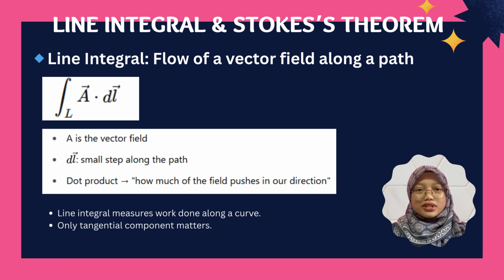First, let's talk about the line integral of a vector field. Imagine you are walking along a path through a vector field, like wind or force. The line integral tells you how much of that field pushes you along your path. Mathematically, it's written as the line integral of vector A dot dl along the path L, where A is the vector field, L is the path, and dl is a small piece of that path. The dot product means we are only interested in the part of the field that is tangent to the direction we move. This is commonly used to compute work done by a force along a curve.